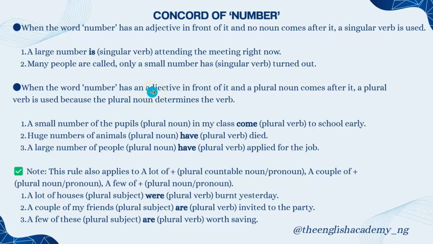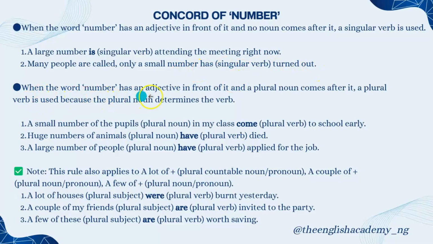Now, further explanation on concord of number. When number has an adjective in front of it and no noun comes after it, you are going to use a singular verb. A large number is attending the meeting right now. So you have the adjective large and there's nothing coming after it. It's not a large number of people, just a large number. So since nothing is coming after it, you use a singular verb. Many people are called, only a small number has turned out.